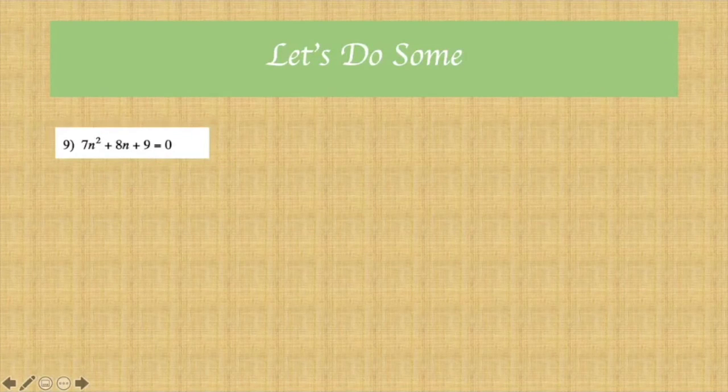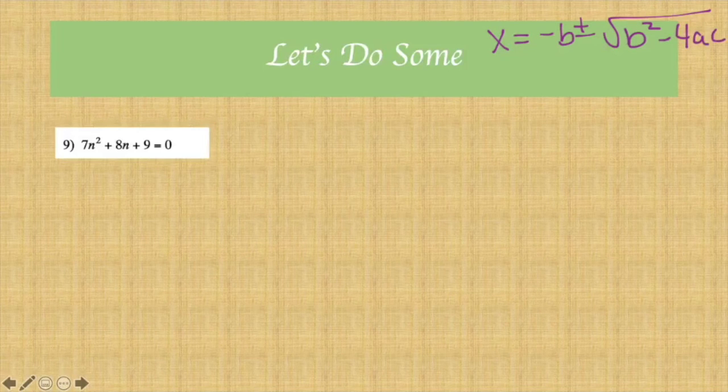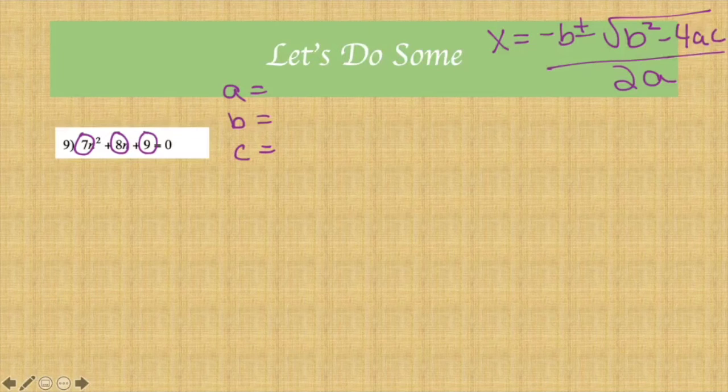All right, I'm going to do this one again. I'm going to do number 9, and I'm going to make sure that I have my formula. You know it. You have memorized it. We're going to do number 9, and we're going to do A and B and C again. A is the first one, B is the second one, and C is the last one. 7, 8, and 9. Let's put those into our formula.